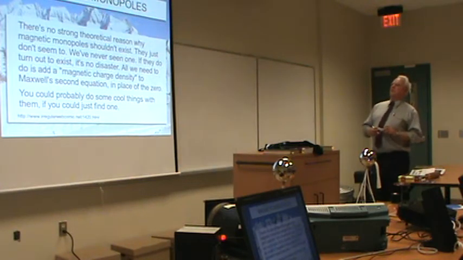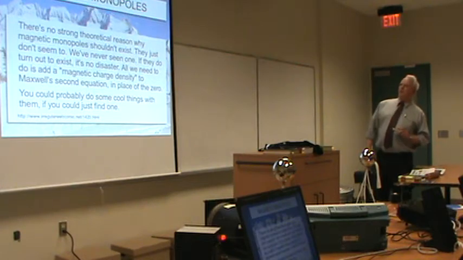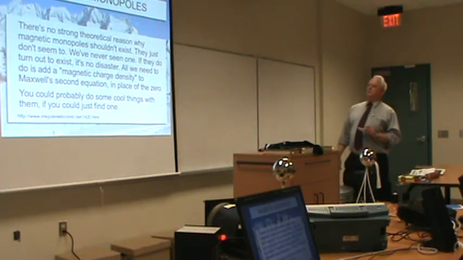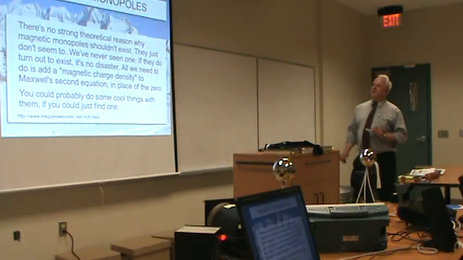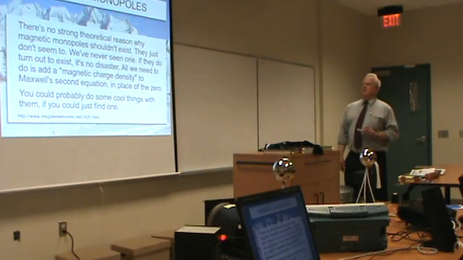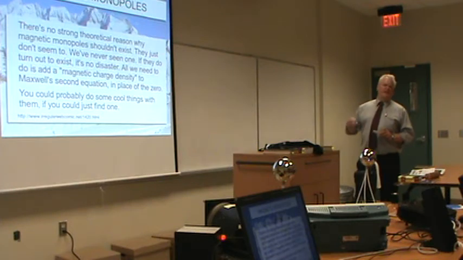So there's no strong theoretical reason why magnetic monopoles shouldn't exist. They just don't seem to. We've never seen one. If they do turn out to exist, it's no disaster. All we need to do is add a magnetic charge density to Maxwell's second equation, Faraday, in place of the zero. You could probably do some cool things with it if you could find one. Well, you could do things like this.